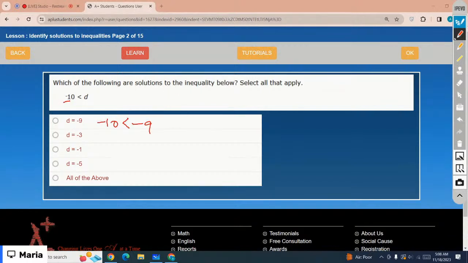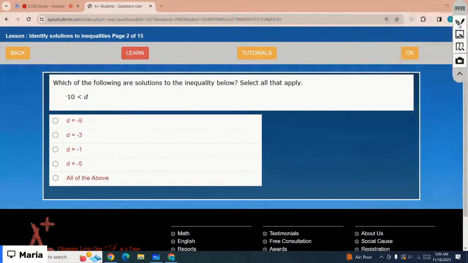Yes, it is, right? Because on the negative side, as you are moving far from zero, the numbers are getting smaller and smaller, right? So -10 is farthest from zero of all of them: -9, -3, -1, -5. So -10 is smaller than all of the four numbers. So the correct option is all of the above, right? -10 is smaller than all. So the correct option is all of the above.